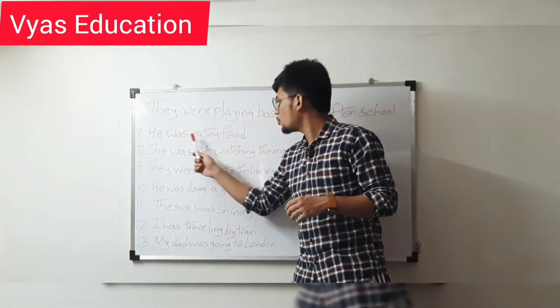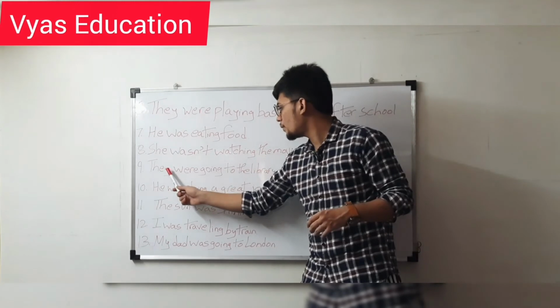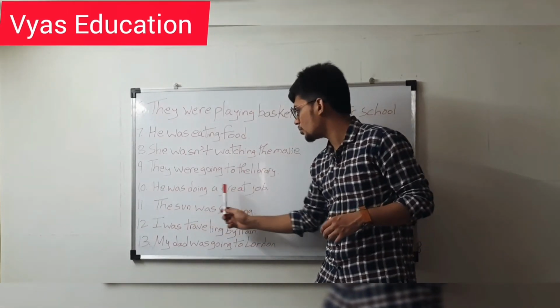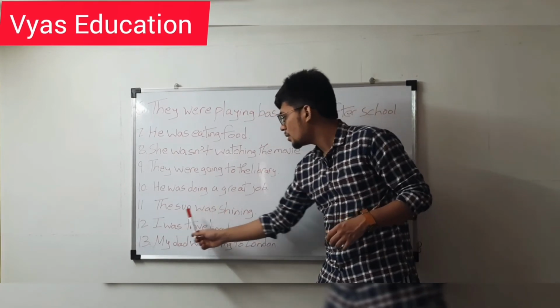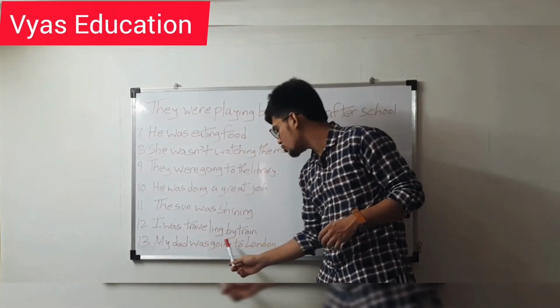Seven, he was eating food. Eight, she wasn't watching the movie. Nine, they were going to the library. Ten, he was doing a great job. The sun was shining. I was traveling by train. And the last example, my dad was going to London.